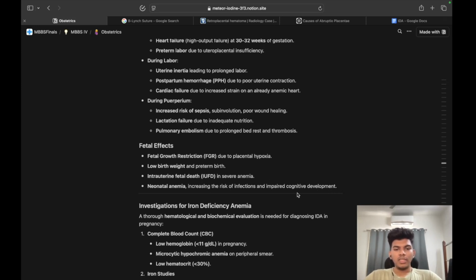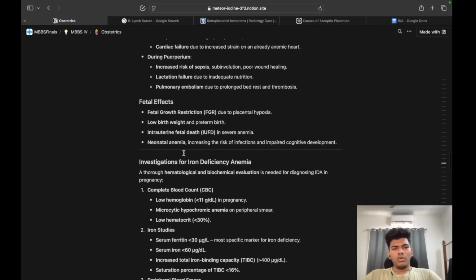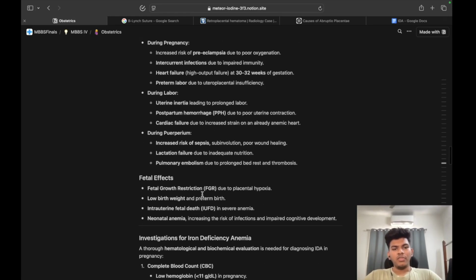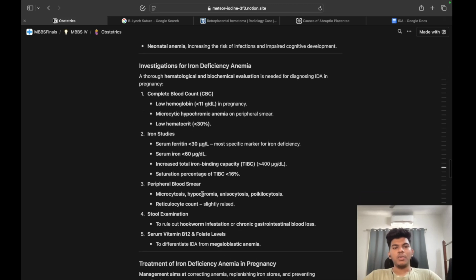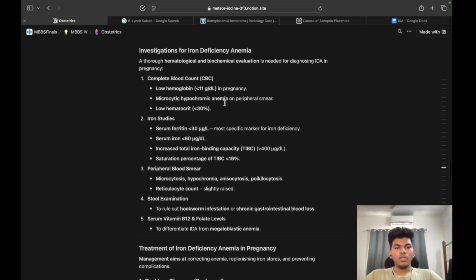So these things should be clear, because lack of oxygen can lead to so many other adverse effects. So we are done with the effects of iron deficiency anemia. Now coming to investigations. Thorough hematological and biochemical evaluation is required. The first one is CBC, then iron studies, then peripheral blood smear, then stool examination, and serum B12 and folate levels.